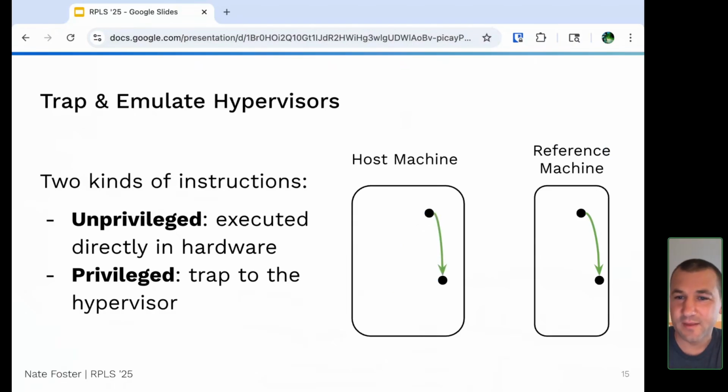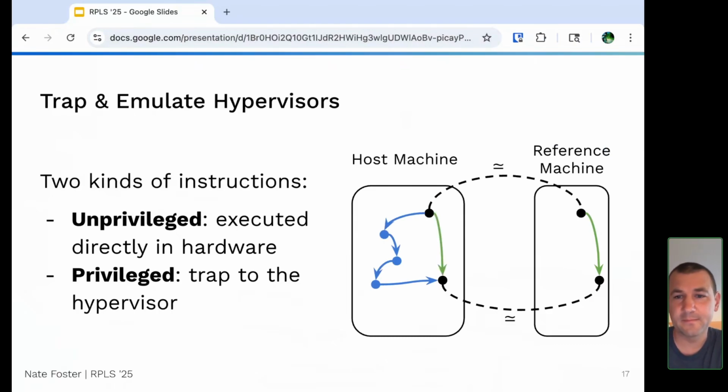Okay, sorry, I missed one slide. So in the unprivileged instructions, we get a very simple picture where the host and reference machine are basically doing the same thing. Whereas with the privileged instructions, the host machine, which is what I'll call the whole complex of the virtual interface, the VM running on top, the hypervisor, and the host machine, may take many steps as the hypervisor configures the underlying host machine to do its work. And of course we want these things to be in some kind of simulation relation, even when the host machine has done this more complicated sequence of steps.